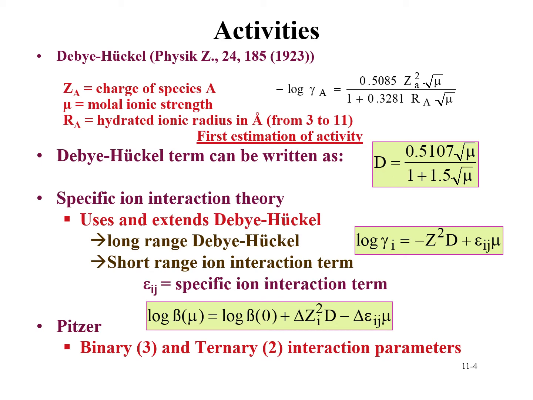When we say specific ion, that will interact with the metal ion that you're interested in evaluating, chlorides, nitrates, etc., have different specific ion interaction terms. One can wrap up all these terms together and develop an equation which says the log of the complexation constant at a measured ionic strength is equal to a zero ionic strength plus this function of the Debye-Huckel term minus the specific ion interaction terms times the molal ionic strength. There's a final equation, the Pitzer equation, which has three binary terms and two ternary terms that describe the interaction. The Pitzer equation is often used for high ionic strength conditions.